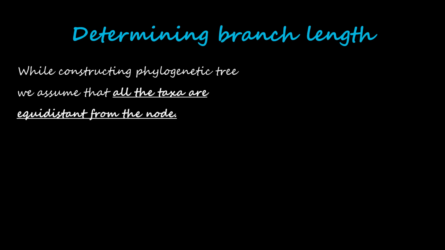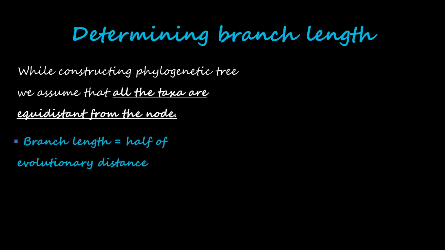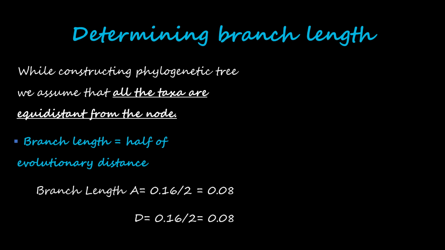While constructing the phylogenetic tree, we assume that all the taxa are equidistant from the node. So branch length will be equal to half of the evolutionary distance. This is the formula for calculating the branch lengths. So for A it will be 0.16 divided by 2. We have got these values from the distance matrix before. That will be 0.08, and 0.08 for D as well.